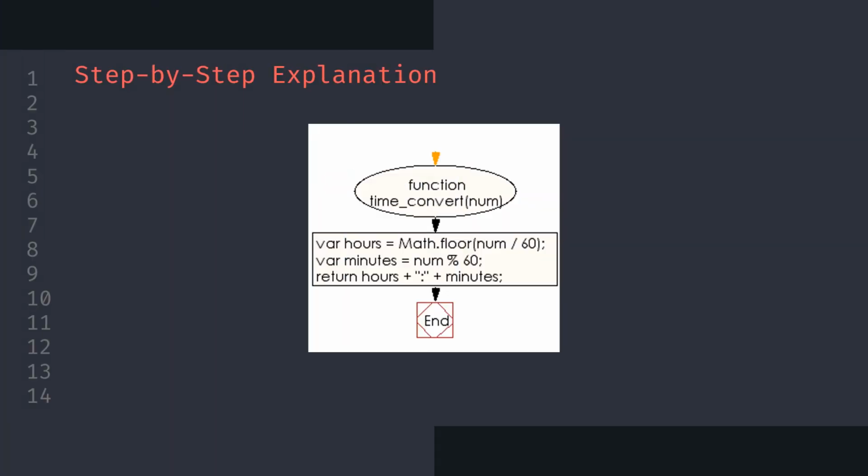Let's break this down. First, we'll calculate the total hours by dividing the number of minutes by 60 and rounding down. Next, we find the remainder using modulo, which gives us the remaining minutes. Finally, we combine these values as a formatted string.